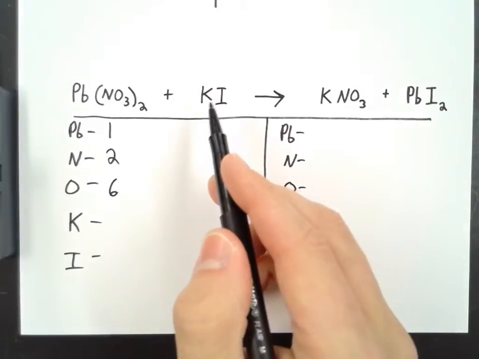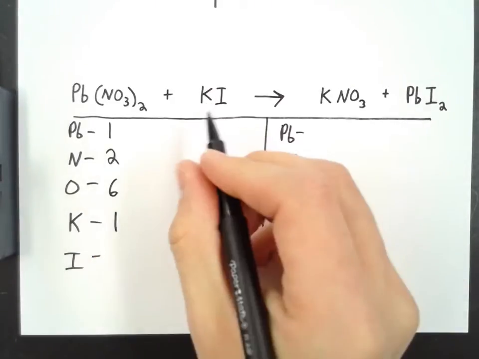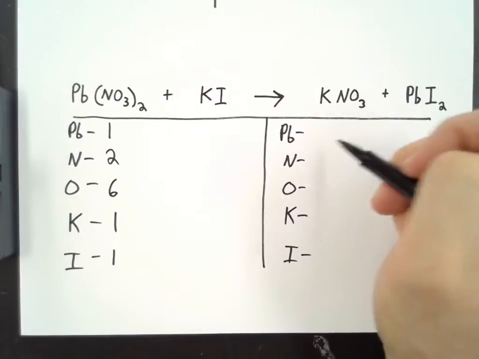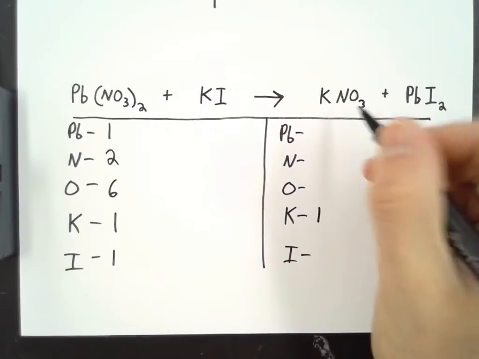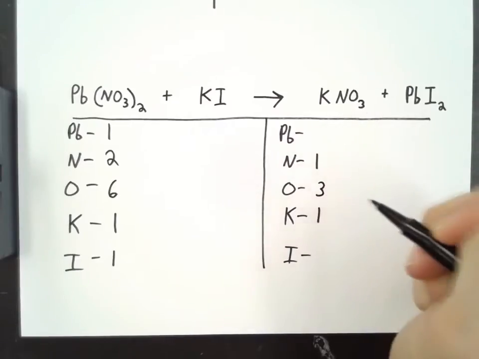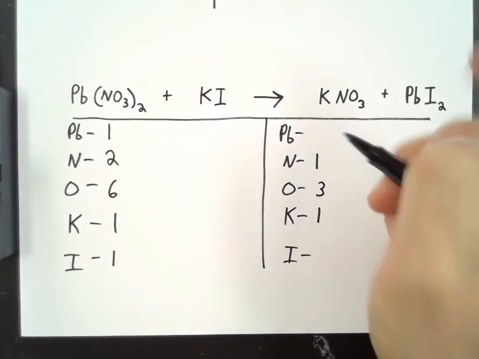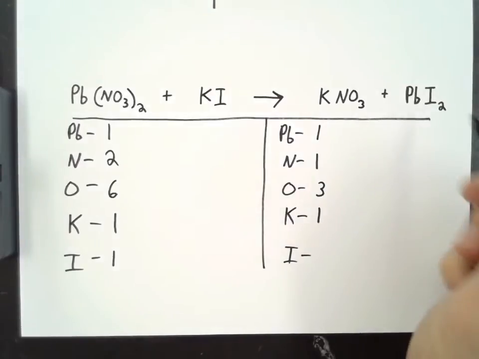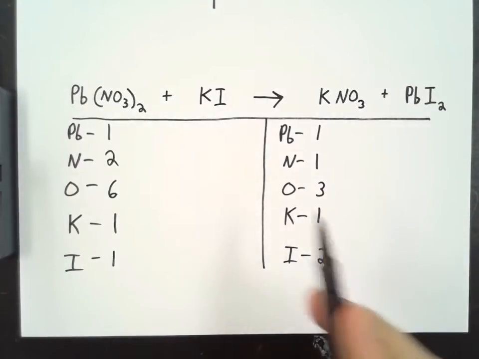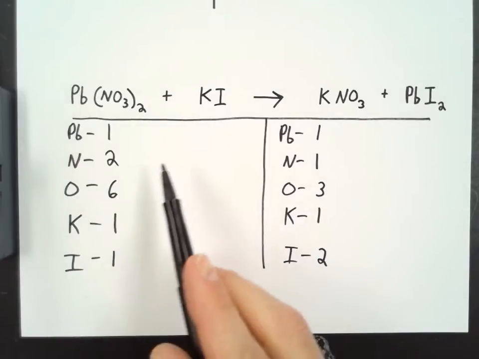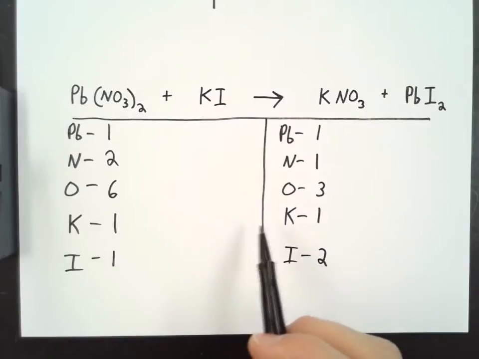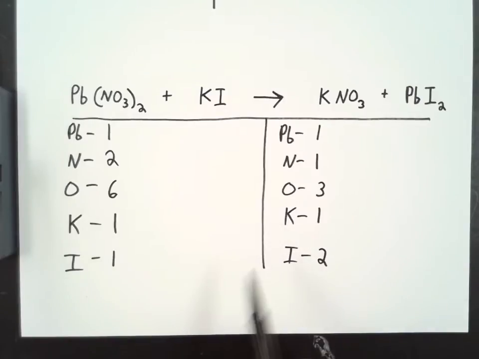Over here it's a little bit more straightforward. 1 potassium, 1 iodine. We'll do the same thing for the product side. 1 potassium, 1 nitrogen, 3 oxygens, 1 lead atom, and 2 iodine atoms. So if I look back at this, I can see that lead looks like it's balanced, nitrogen is unbalanced, oxygen is unbalanced, potassium is balanced, and iodine is unbalanced.